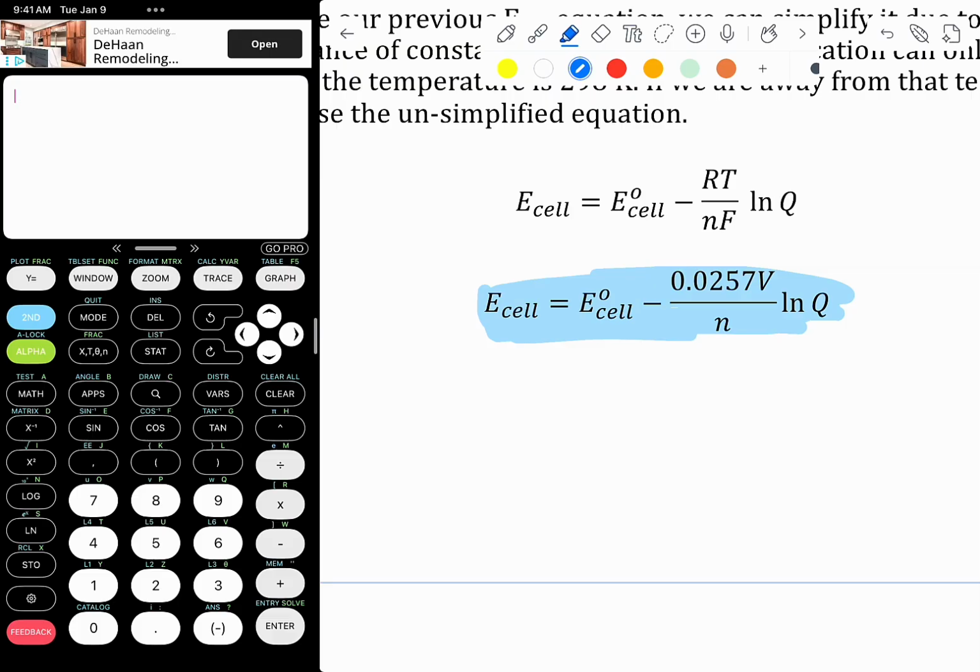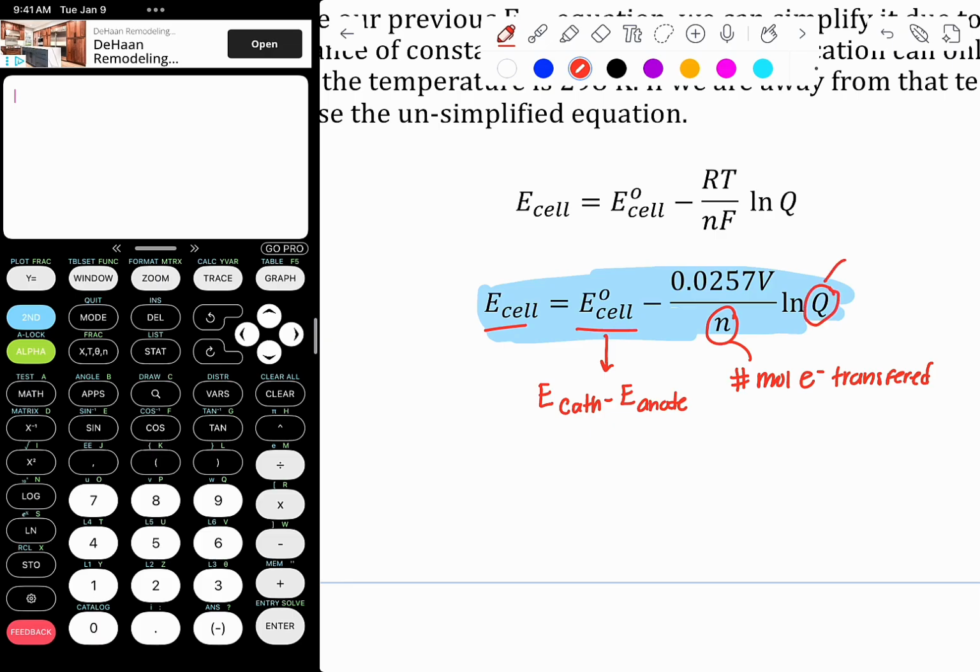So the variables that you need to be calculating are either going to be E-cell at non-standard, E-cell at standard conditions, which we know how to calculate. This is going to be our reduction potential of our cathode minus our reduction potential of our anode. Okay, so our cathode minus our anode. We also need to figure out the number of moles of electrons that are transferred. So we'll have to look at our half reactions in order to do that. And then we need our Q.